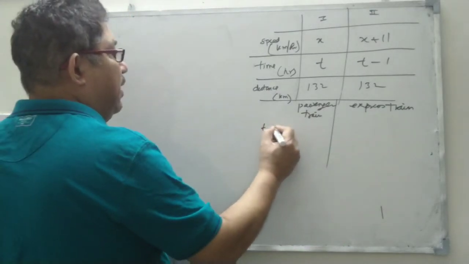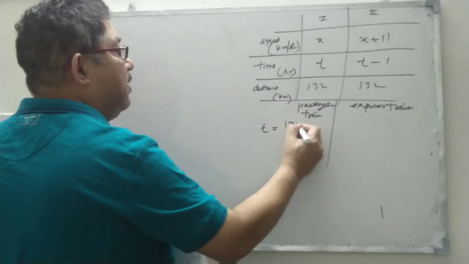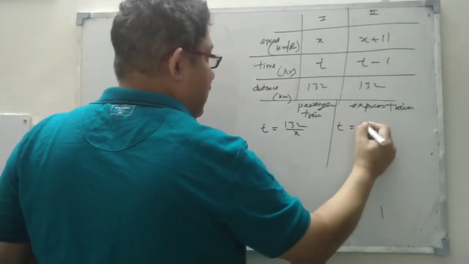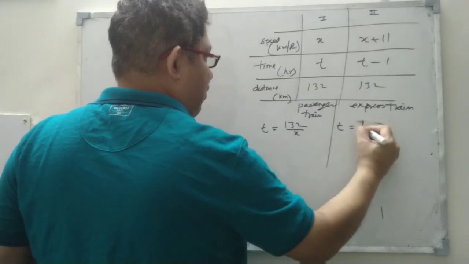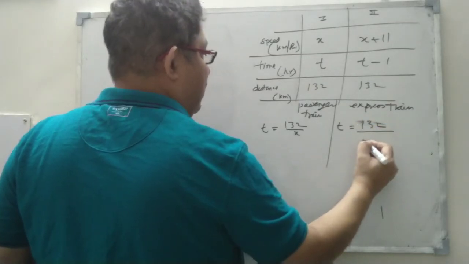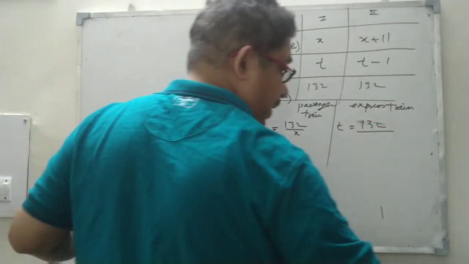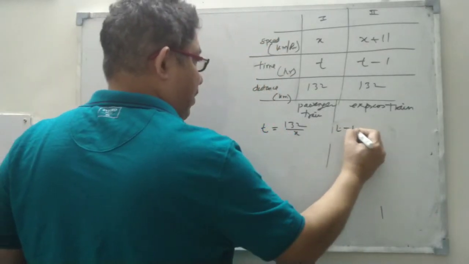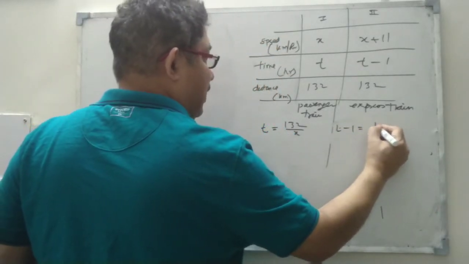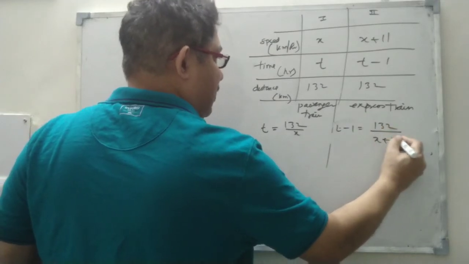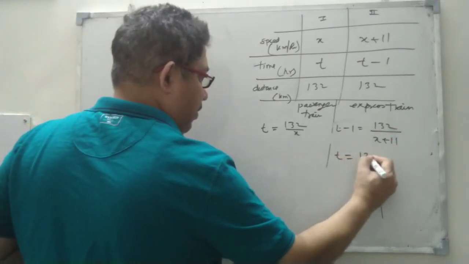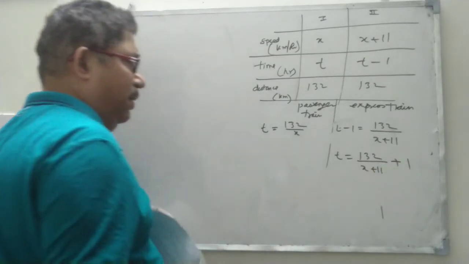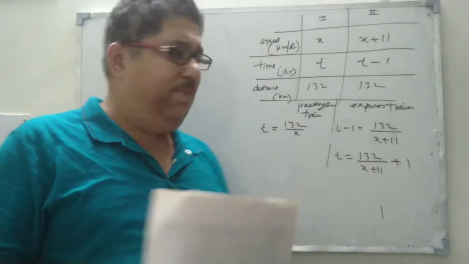Time, distance over speed. Distance 132 over, oh sorry, I made a mistake. This should be written like this. Time is equal to distance over speed. So what is t equal to? 132 over x plus 11 plus 1, isn't it? This is what we get.